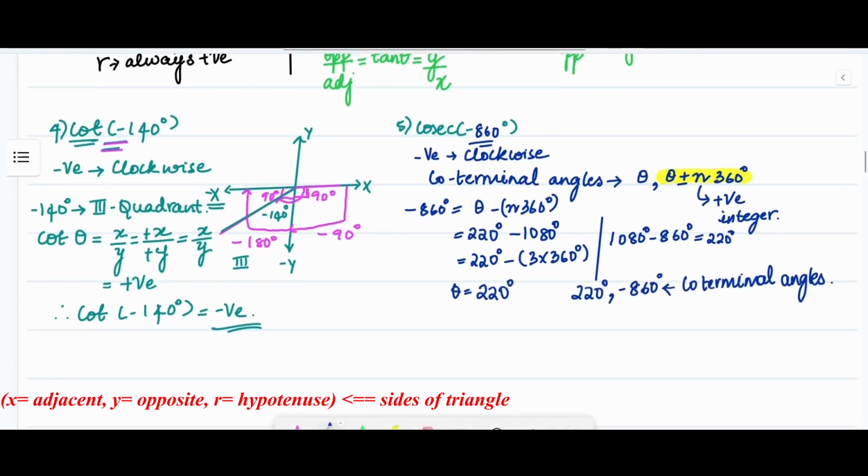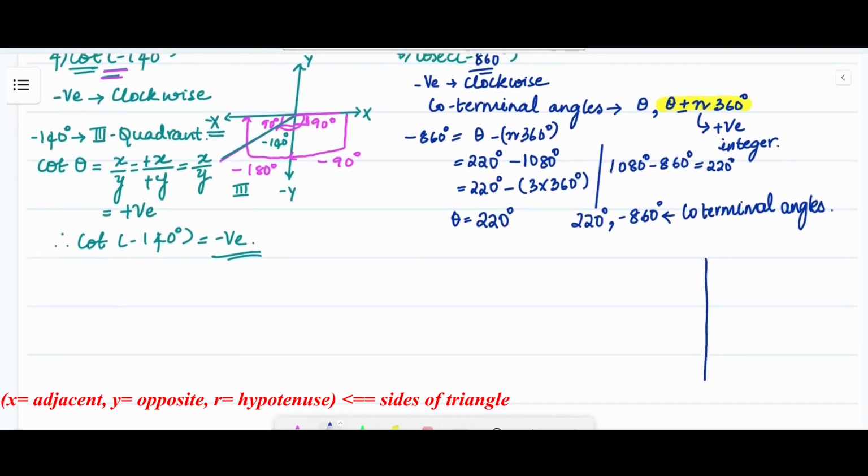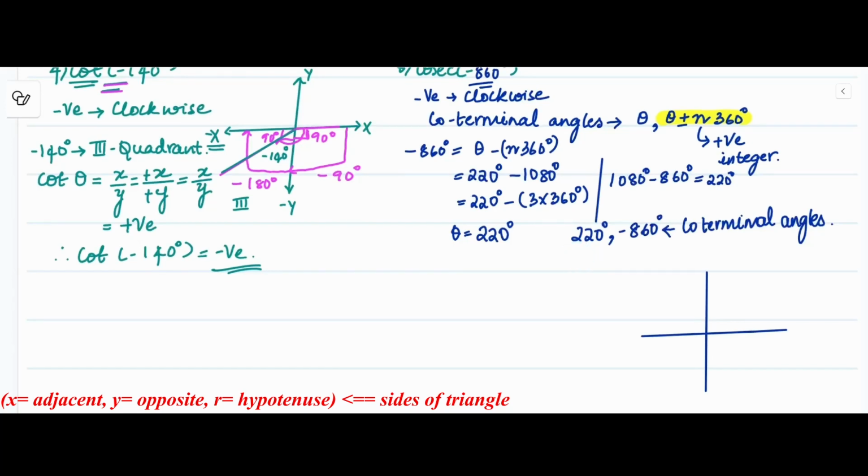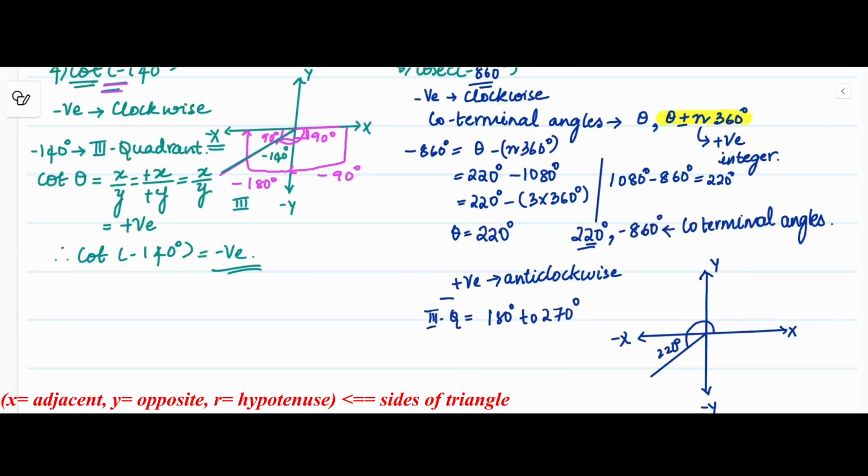So now let us consider our quadrant system. Let this be our quadrants. We will be looking first at 220 degrees, which is a positive value. A positive value means the angle is rotating in an anti-clockwise direction. This will be the negative x-axis, positive x-axis, y-axis, negative y-axis. 220 will be somewhere in the third quadrant, that is here. This will be our 220 degrees. The third quadrant contains all the angles from 180 degrees to 270 degrees. In the third quadrant, both x and y are negative.